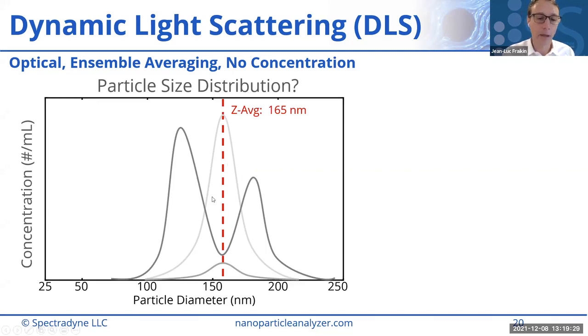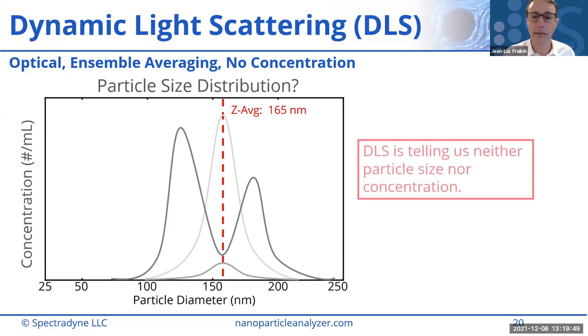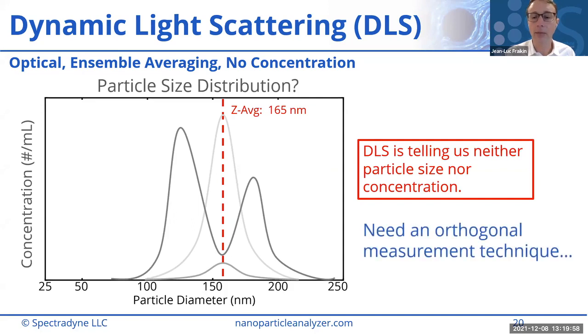And the ASTM standard essentially says that going from the scattering intensity distribution to a particle size distribution is an ill-defined problem, because there are multiple particle size distributions that can result in the same Z average measurement from DLS. So in effect, DLS is telling us neither the particle size nor the concentration in this sample. And in order to get to that information, we need an orthogonal measurement technique.